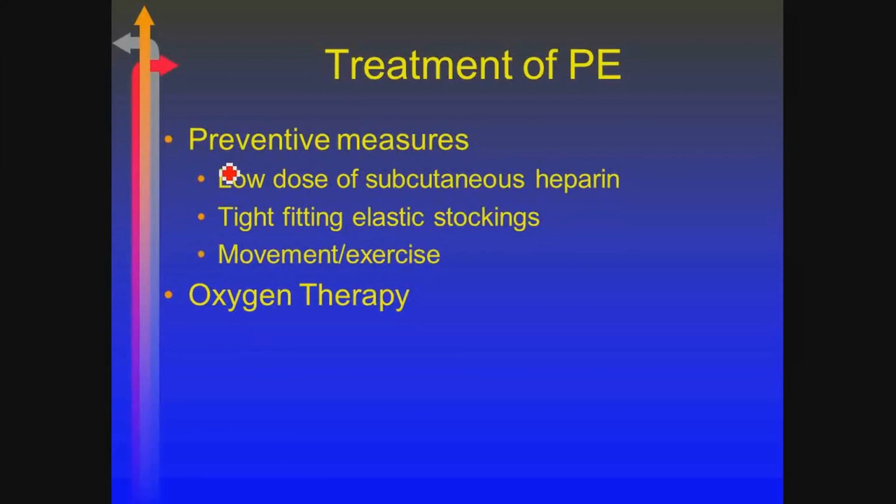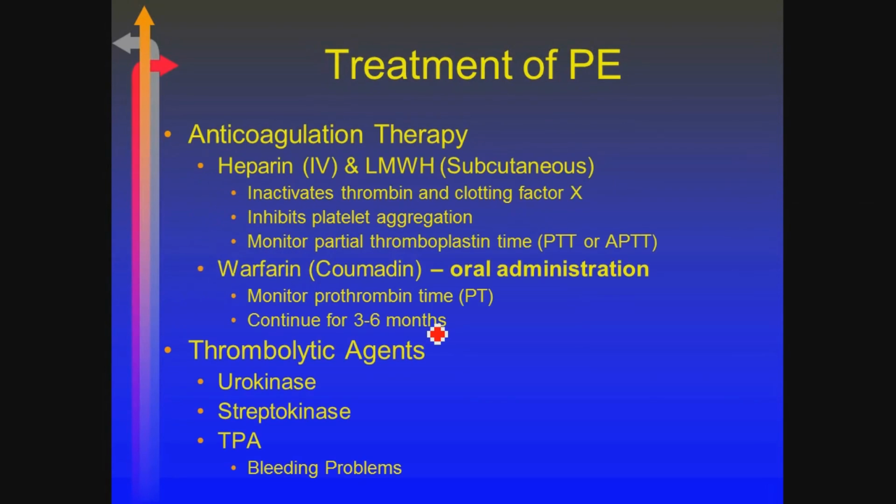We try to prevent as much as possible. So those patients that we know are at risk, we do things like use those elastic stockings or possibly even subcutaneous heparin to be able to reduce the clotting factors in the process. And the real goal is to get them active and upright as quickly as possible. If they're hypoxemic, obviously you would end up giving them some oxygen therapy.